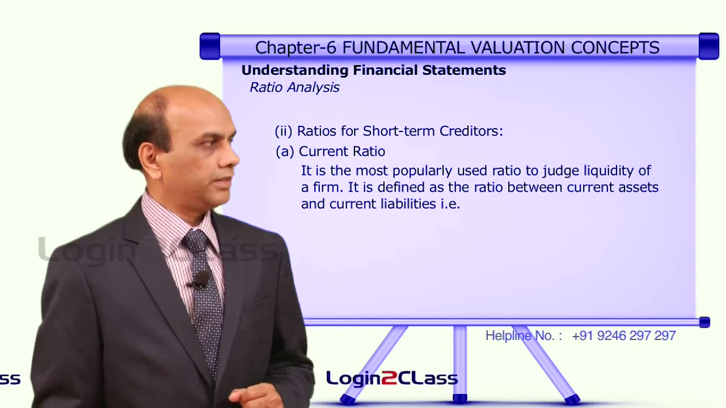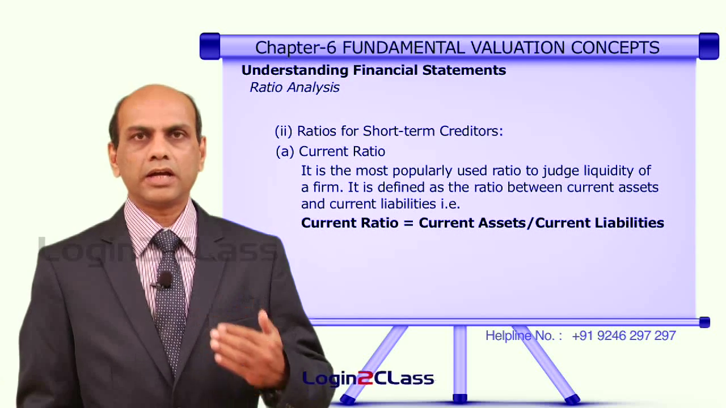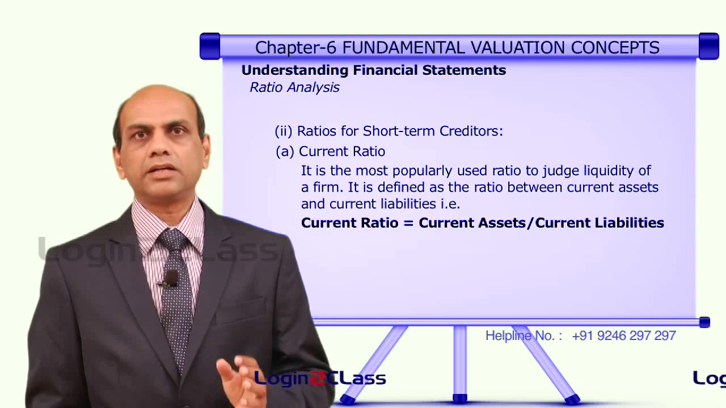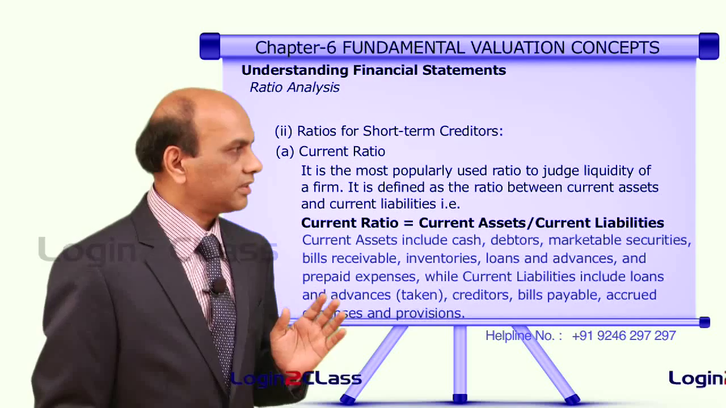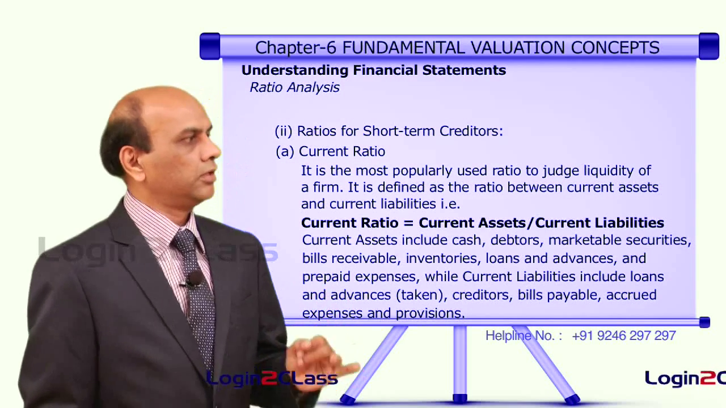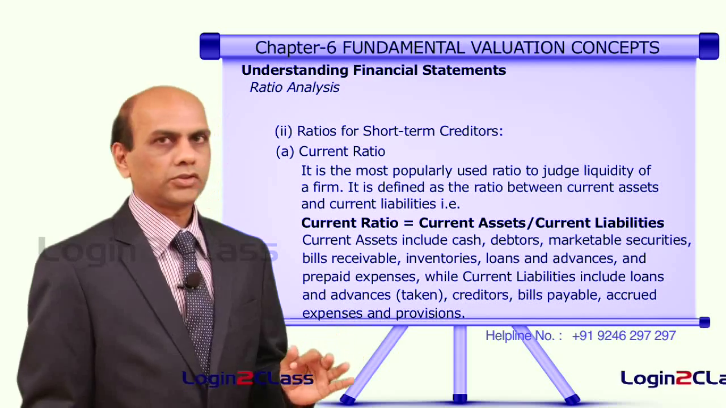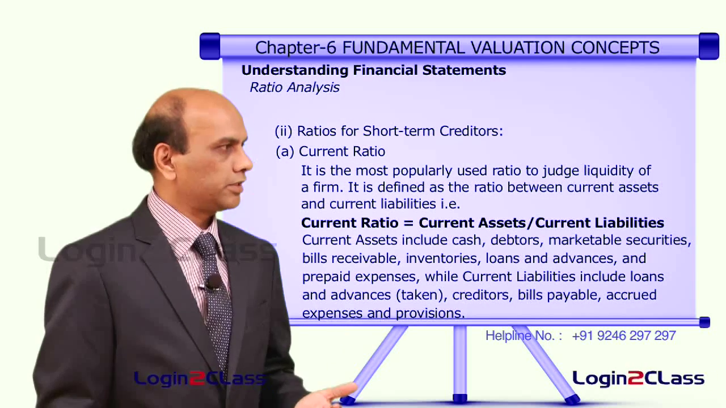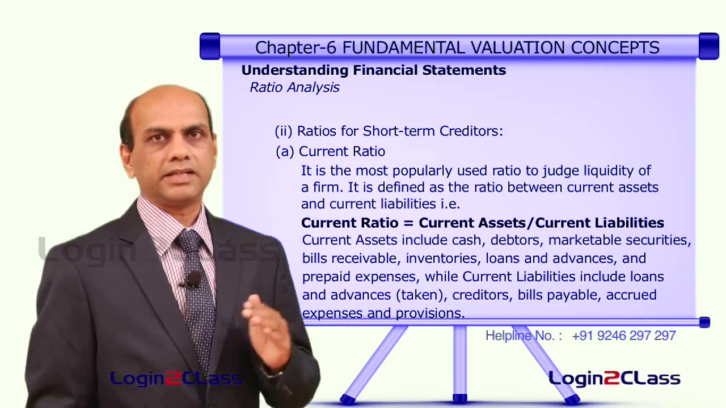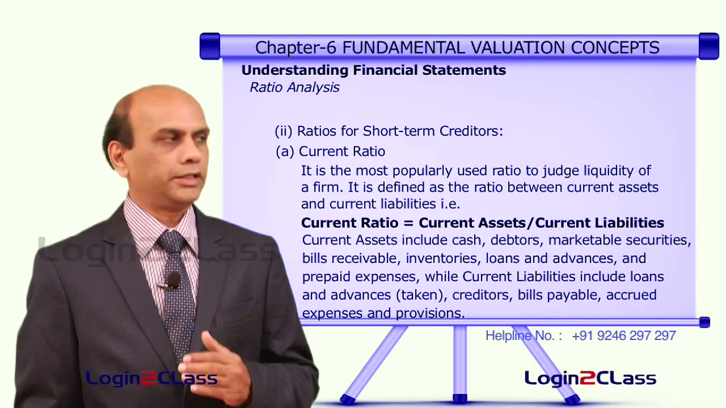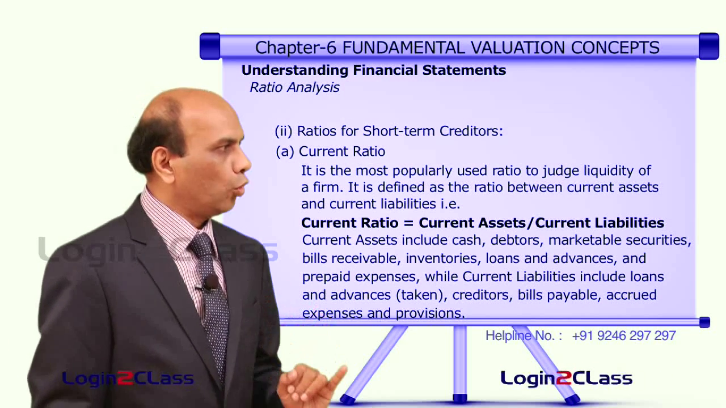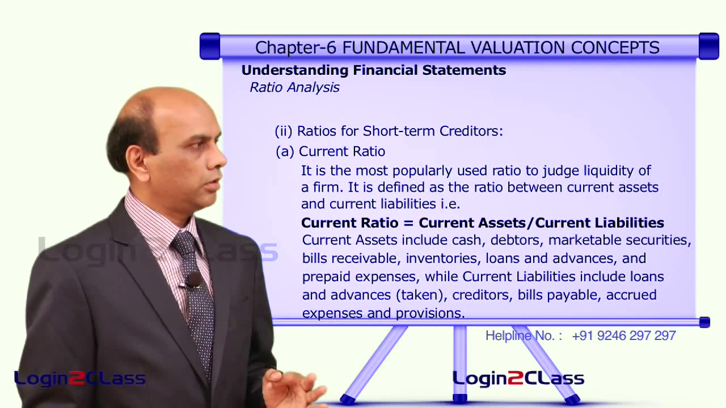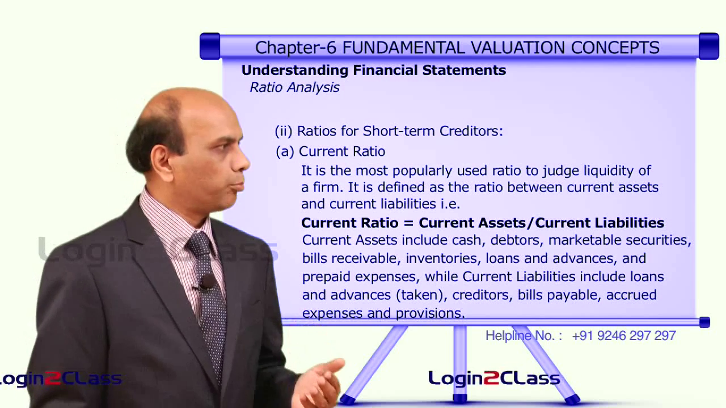Now, how is this calculated? Current ratio is equal to current asset divided by current liabilities. Now, what do these current assets include? Current assets include cash, debtors, marketable securities, bills receivable, inventories, loans and advances, prepaid expenses. What is included in current liabilities? Current liabilities include loans and advances taken, the creditors, the bills payable, accrued expenses and the provisions.